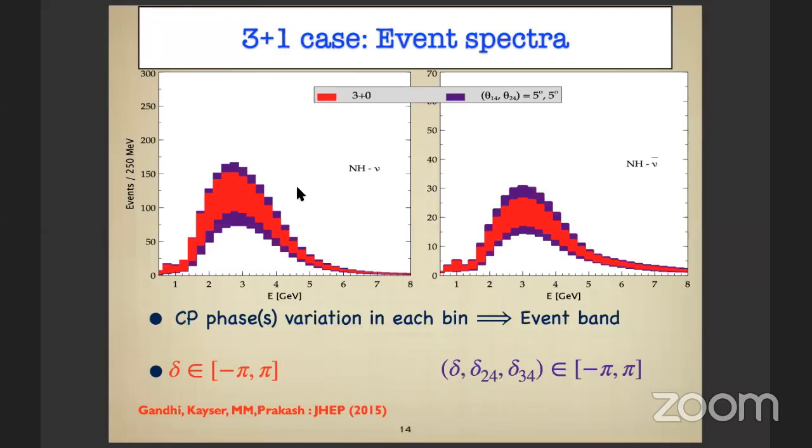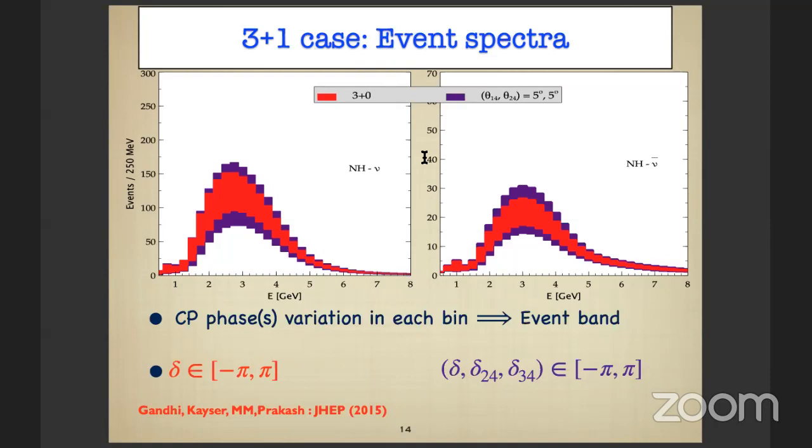Okay. The thing here is that now this event spectrum band, due to the 3+1 case, becomes a superset of the 3+0 case, this violet band basically. This is because there are additional CP phases here, and the variation of all of them naturally makes the event spectrum band wider. And what happens if we just increase the value of these mixing angles?